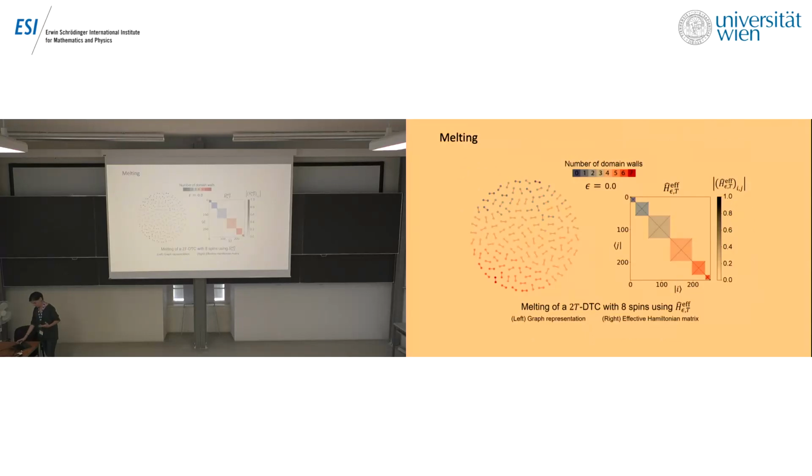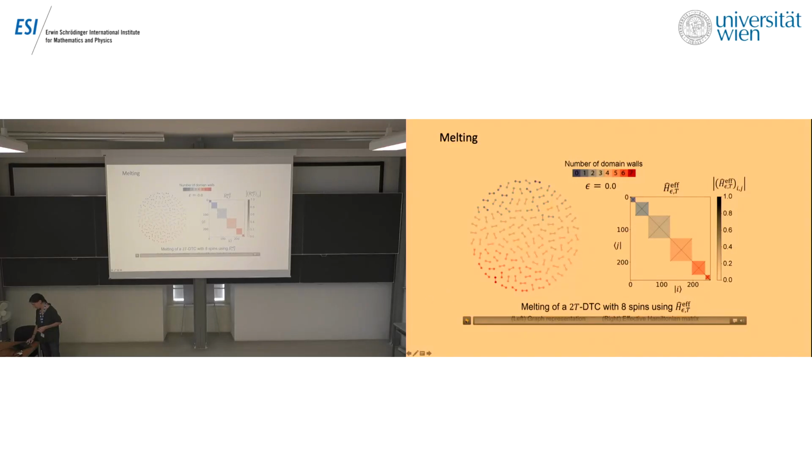A way we had to see how these symmetries affect the melting was to represent the matrix of the effective Hamiltonian in an increasing number of domain walls. So you have the subspace of your effective Hamiltonian that contains only configurations with 0, 1, 2, 3, 4, 5, 6, 7 domain walls. And we wanted to see how the off-diagonal elements were appearing, which are the ones that are causing the clustering in the network.